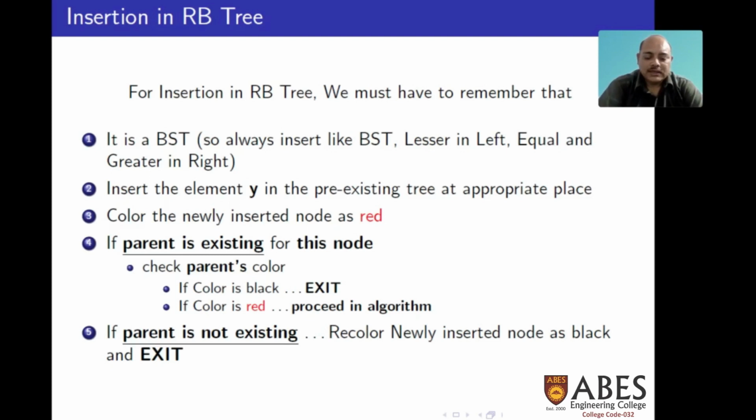If the parent does not exist, that means the answer to the first question is negative. That means whatever node we have, it is a root node, and as per the property, the root node should be black. So we will convert the newly inserted node's color to black, and we will exit.